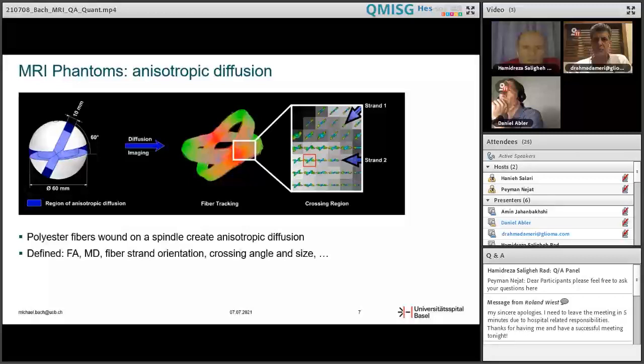This phantom consists of a spherical spindle, and on the spindle wet polyester fibers are wound. The resulting fiber strand show an anisotropic diffusion like the fibers in the brain. But in the phantom, we know the exact strand dimension and diffusion parameters like the fractional anisotropy or the mean diffusion.